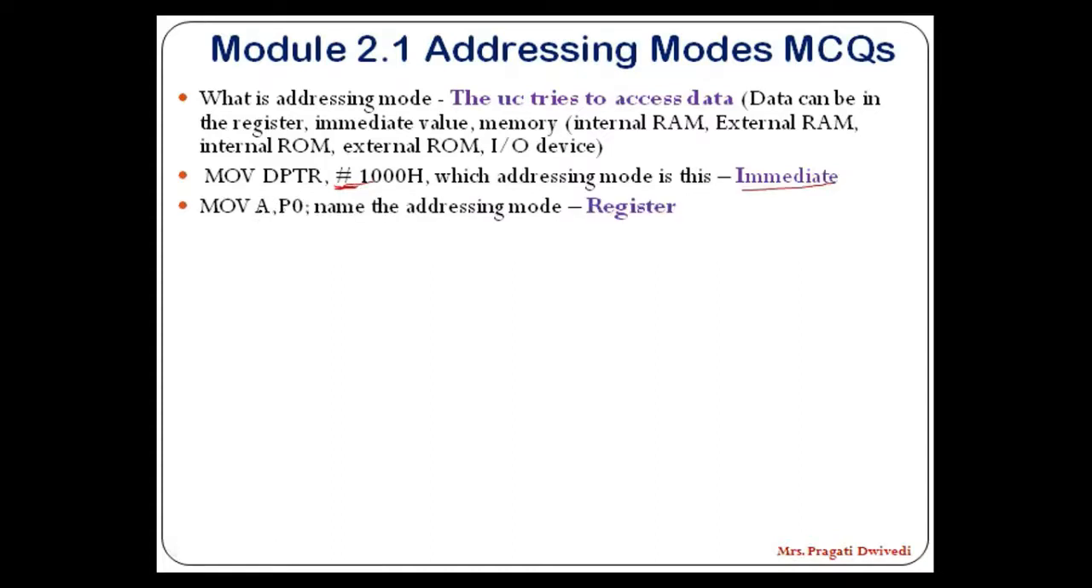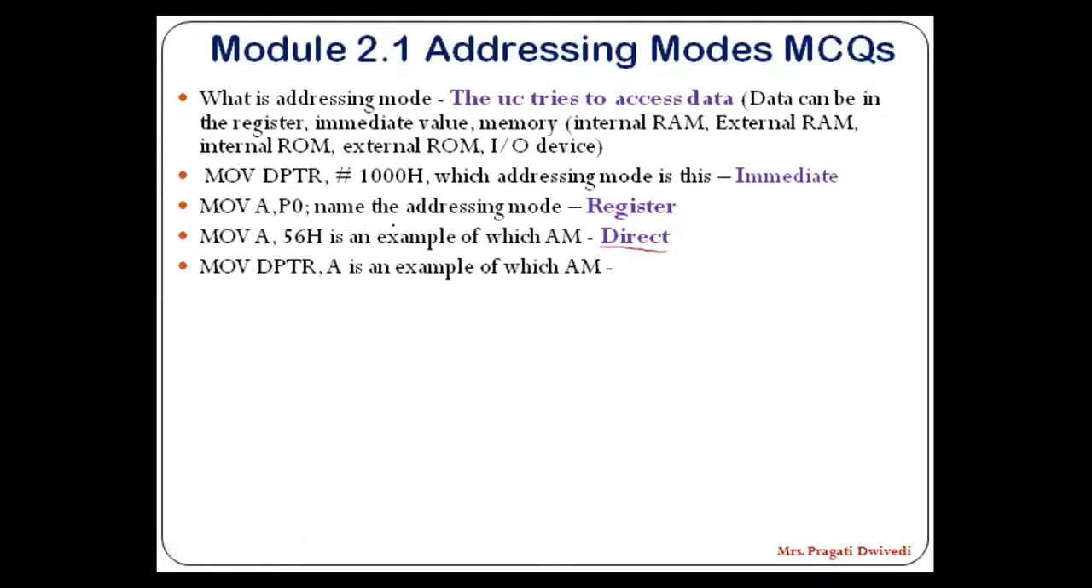MOV A comma P0. Now A is a register, P0 is your port 0 register. Both are registers. So your source is a register and your destination is also a register. So if source and destination both are registers, it is an example of register addressing mode. Next question. MOV A comma 56H. So 56 is a number, but is there any hash here? There is no hash, correct? So if there is no hash, I said it will be direct addressing mode.